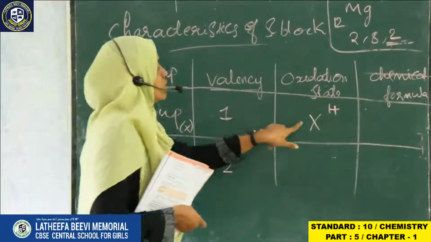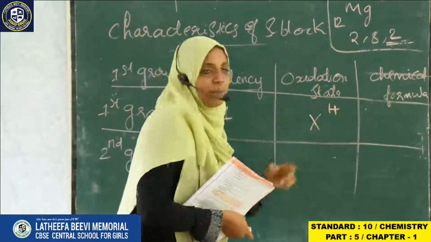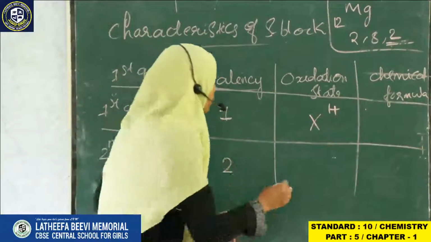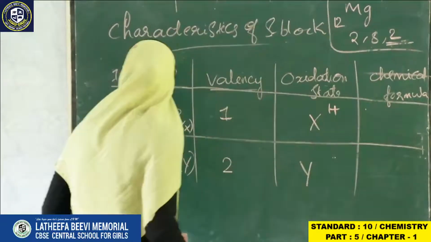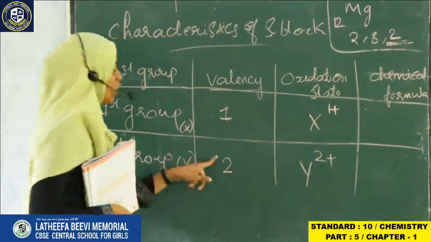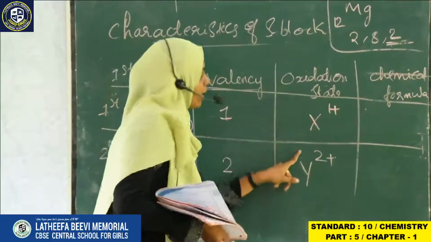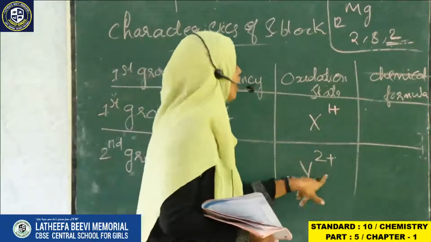So the oxidation state, it loses 1 electron. What is the oxidation state? X1 plus. Okay, then what is the oxidation state of the second group? Y2 plus, because the valency is 2 here. Because it loses 2 electrons and the valency is 2, then we can write the oxidation state as Y2 plus.